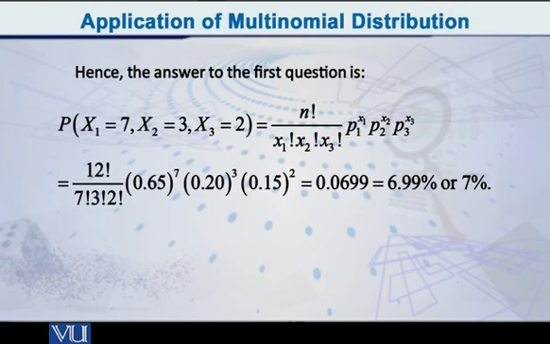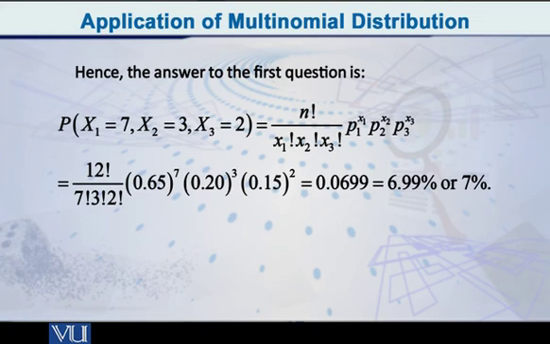The probability that capital X1 is equal to 7, capital X2 is equal to 3, and capital X3 is equal to 2 is equal to n factorial over x1 factorial into x2 factorial into x3 factorial, and this whole thing multiplied by p1 raised to x1 into p2 raised to x2 into p3 raised to x3.